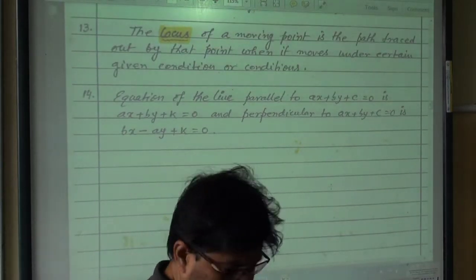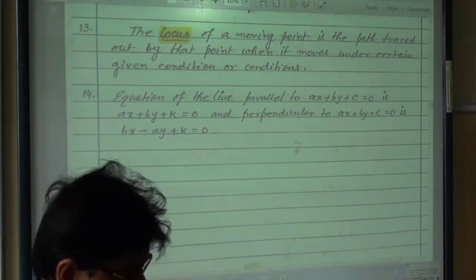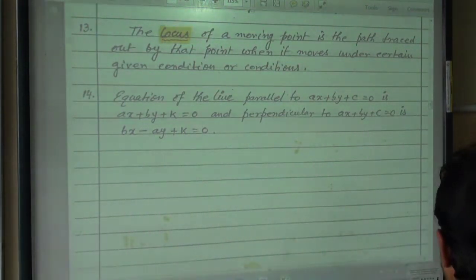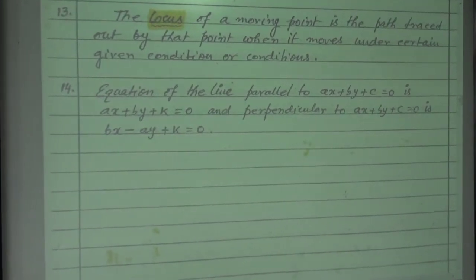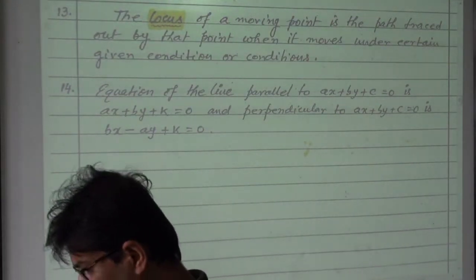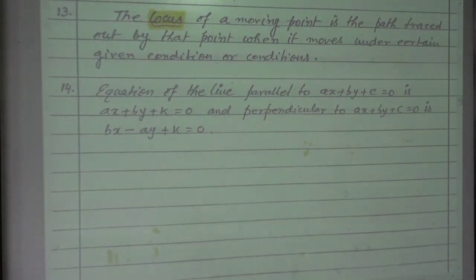Next is locus. That is also mentioned in the syllabus. What is locus? You have to know. The locus of a moving point is a path traced out by that point when it moves under certain given condition or conditions. You may have a single condition, you may have several conditions. So the point is moving, and the path you have to find out satisfying the given conditions.